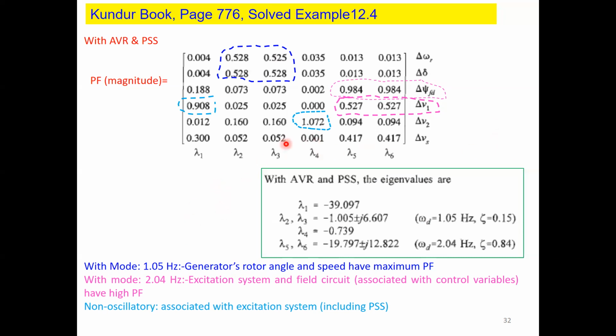And again, if you look at the matrix, you can see some of the state variables here, right? Because lambda 4 is actually non-oscillatory, and it may have high participation factor to this state variable, but it does not matter because this is a non-oscillatory eigenmode. We are concerned only with those modes which are oscillatory, that means the complex eigenvalues. And among the complex eigenvalues, we are concerned with those which have comparatively lower or the lowest damping ratio.